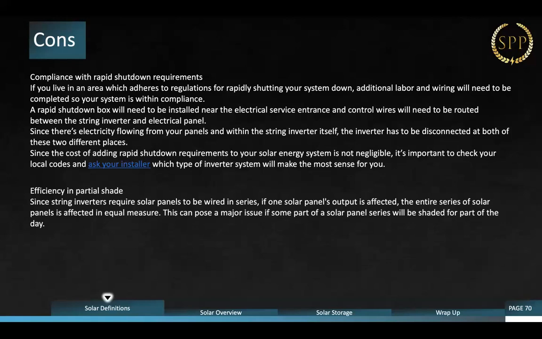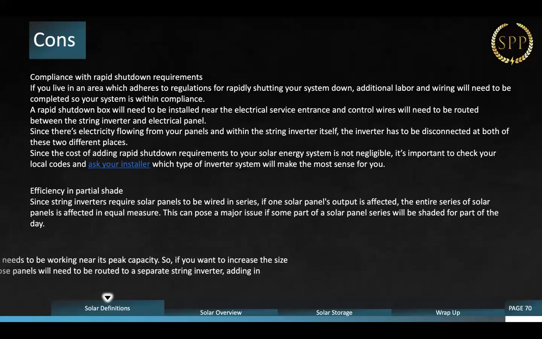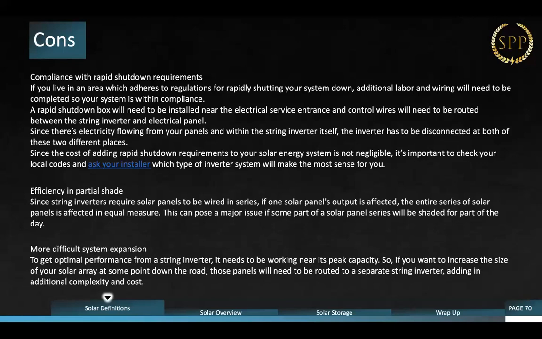Now, a huge con: efficiency and partial shade. So we learned about partial shading, right? Since string inverters require solar panels to be wired in series, if one solar panel's output is affected, the entire series of solar panels is affected in equal measure. This can pose a major issue if some or part of the solar panel series will be shaded for part of the day. And then, more difficult system expansion.